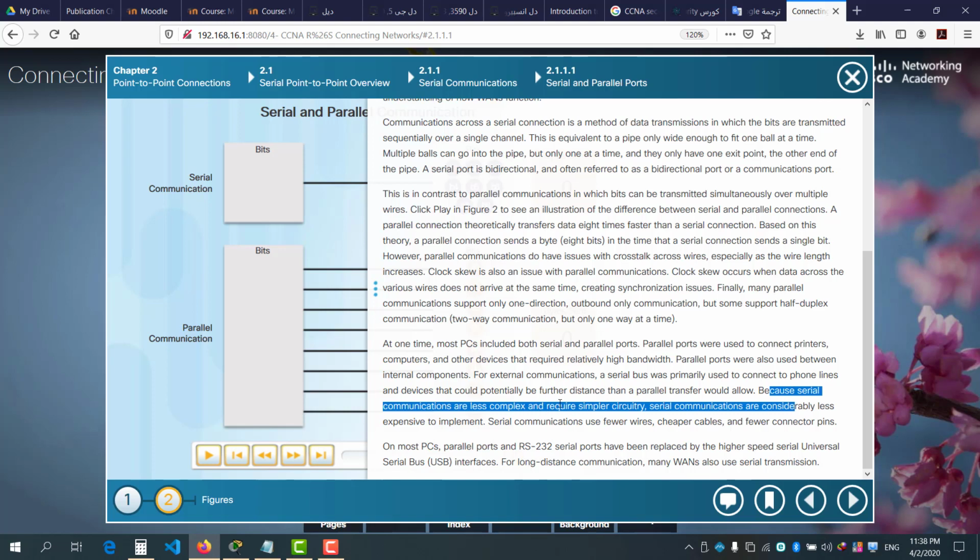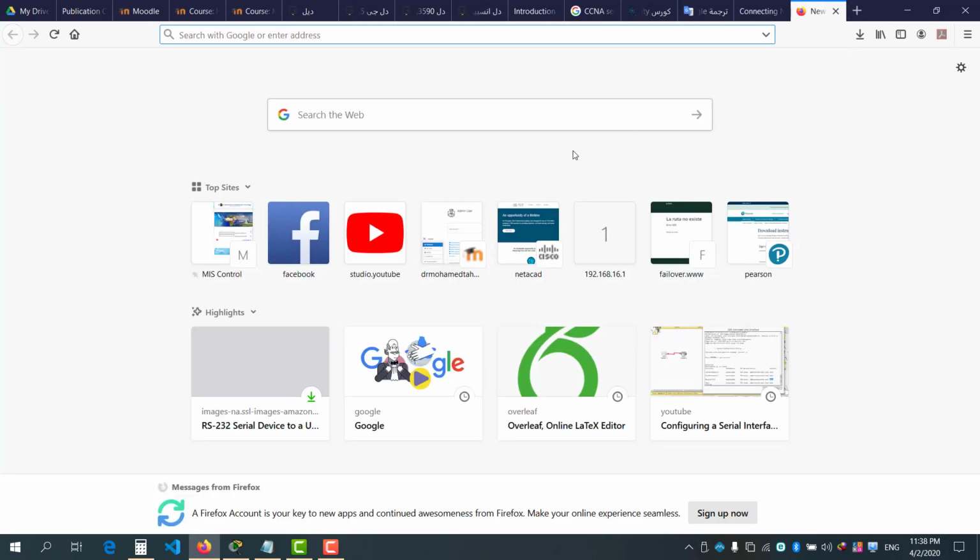Sorry. Okay, on most PCs parallel ports and RS232 serial ports have been replaced by the higher speed serial Universal Serial Bus, USB type A interface. Okay, if you want to know about the RS232 serial, I can show you online now. Okay, just a minute.